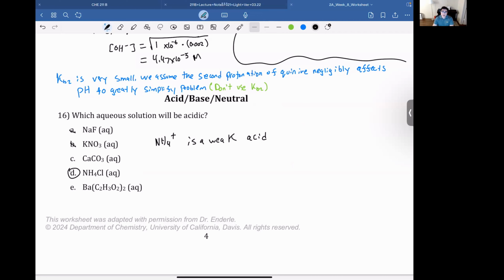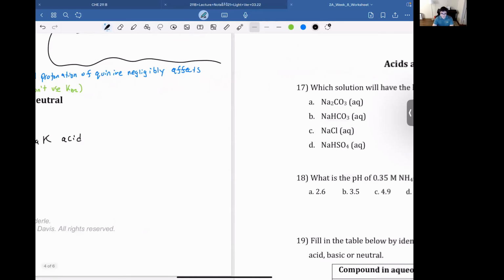With D, you have NH4 plus, and NH4 plus is a weak acid. It's the only one that gives off an H plus. So that's why we're picking it.